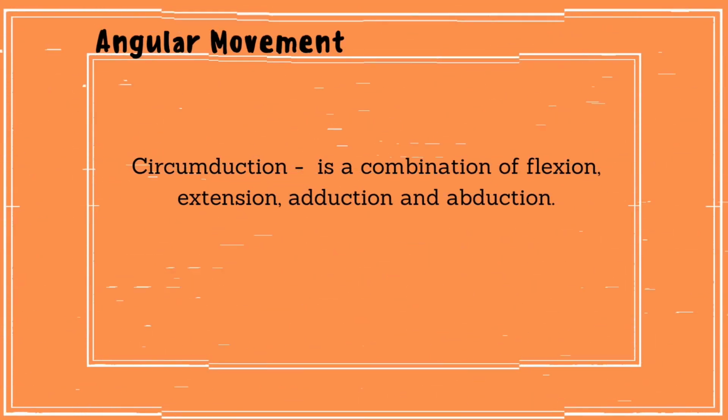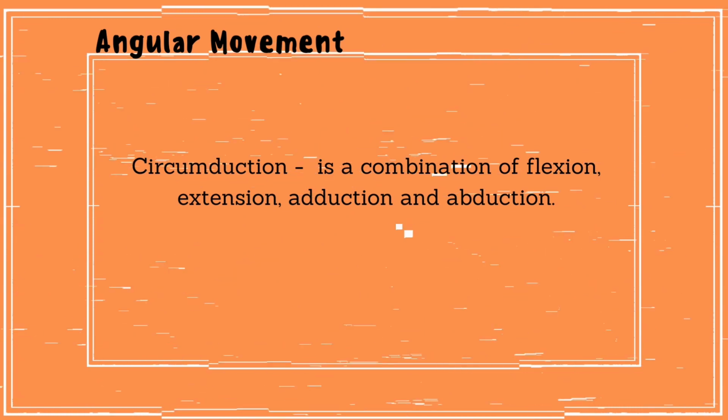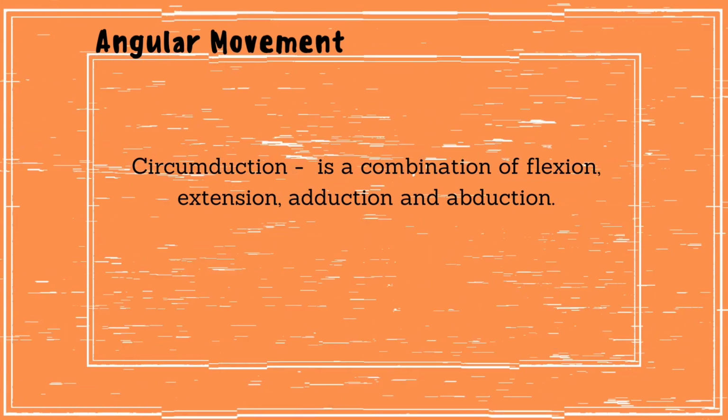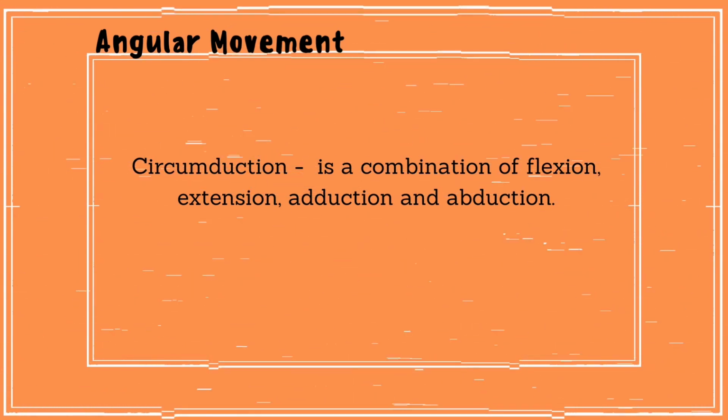And the last is the circumduction. Circumduction is a combination of flexion, extension, adduction, and abduction. When my upper limb and lower limb are circulating, that's what we call circumduction. This is the mix of abduction, adduction, and flexion and extension.